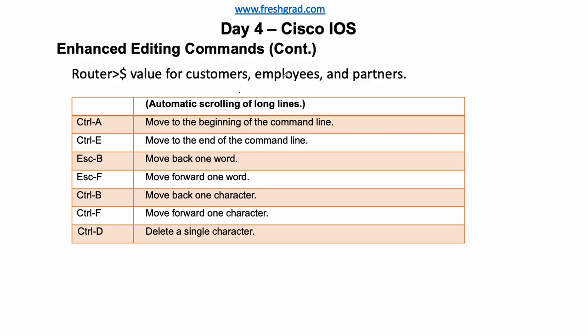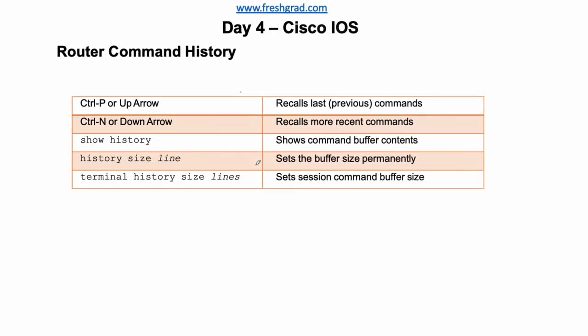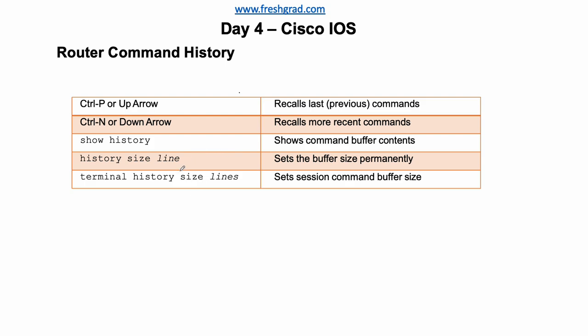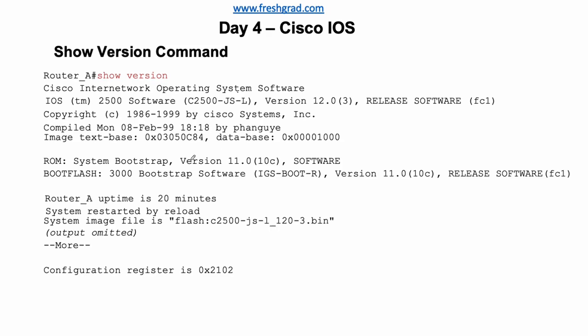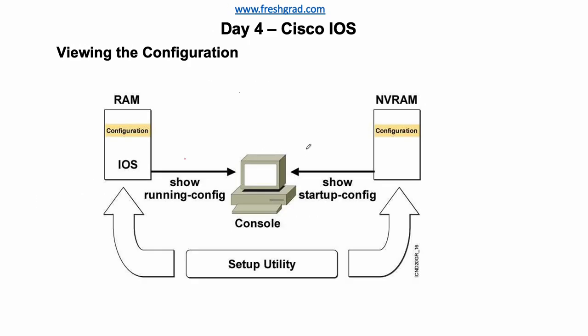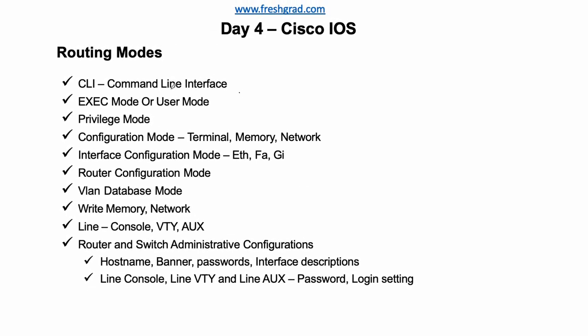And some of the editing commands as well, Control A, Control B, we'll look into it when we do the labs. These are the command history commands, Control P, Control N, show history as well, show version, viewing the configuration, and routing modes. CLI modes, again, this is a summary: executive mode, like a privilege mode, configuration modes, interface configuration mode, router configuration mode. You can see the VLAN database, how to write, and we'll discuss during the labs.